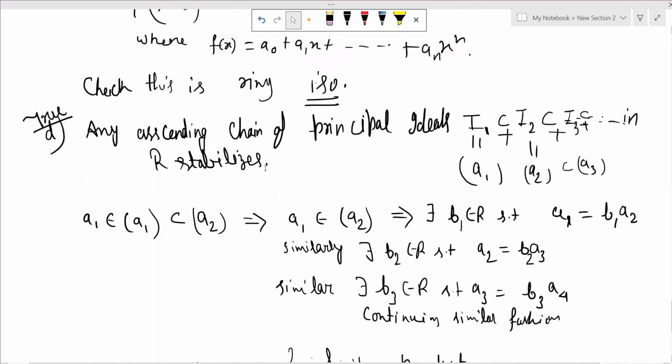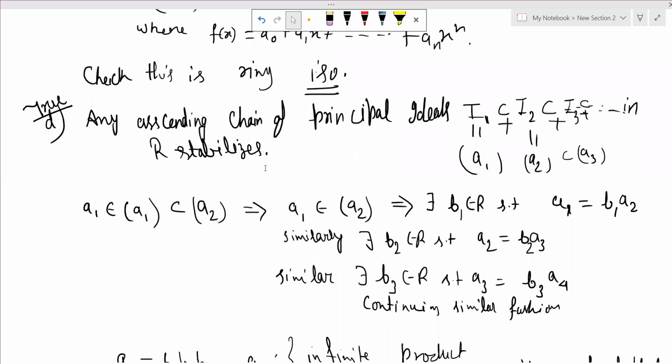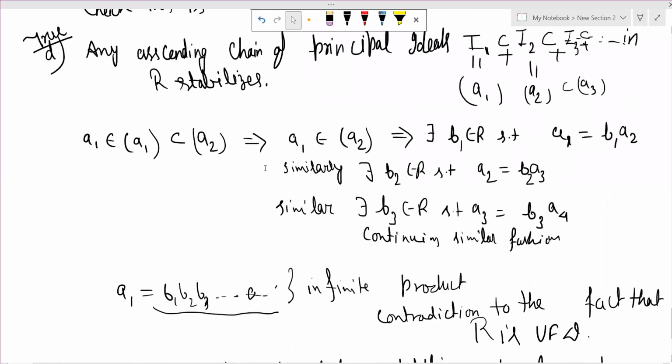I assume the chain is an infinite ascending chain, with strict inclusions. I1 is strictly contained in I2, which is strictly contained in I3. So I will get this infinite product, right? A1 equals B1 A2, then A2 equals B2 A3. Then put the value of A2 there, then put the value of A3 there, and so on. So you will get an infinite expression, which is a contradiction to the factorization property of UFD, right?